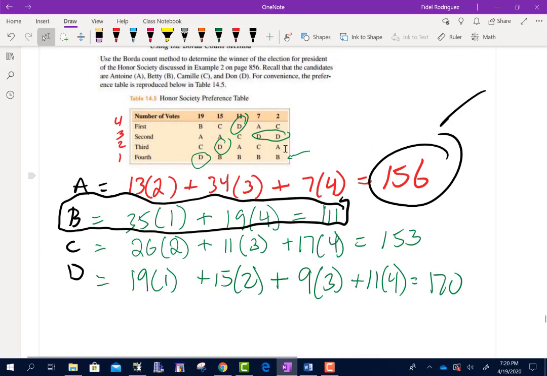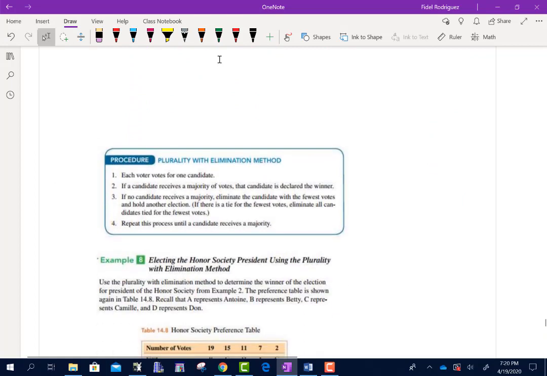The whole point of this is to illustrate that there are different ways of doing it, and there's advantages to particular ways, okay? All right.